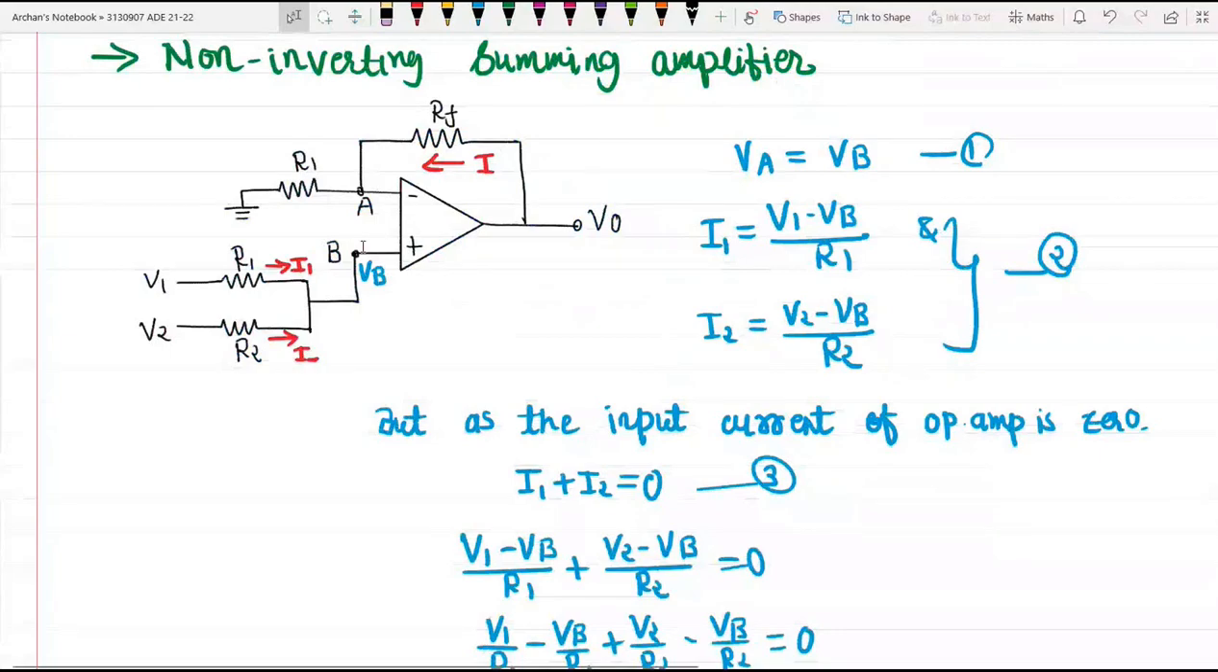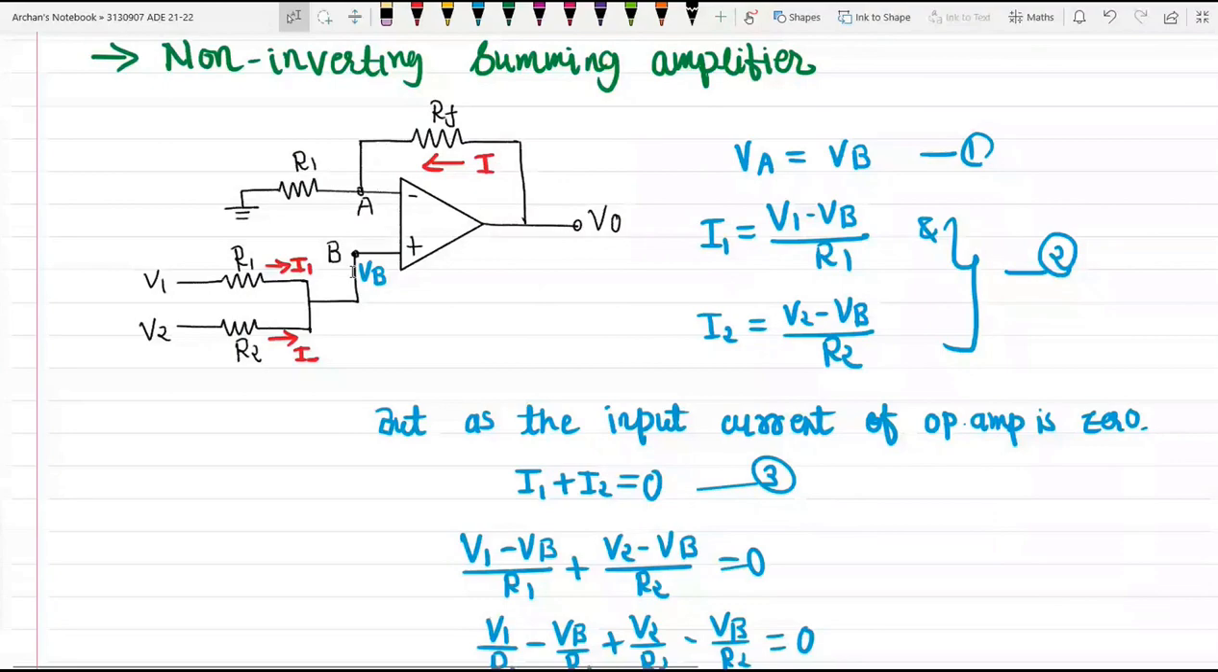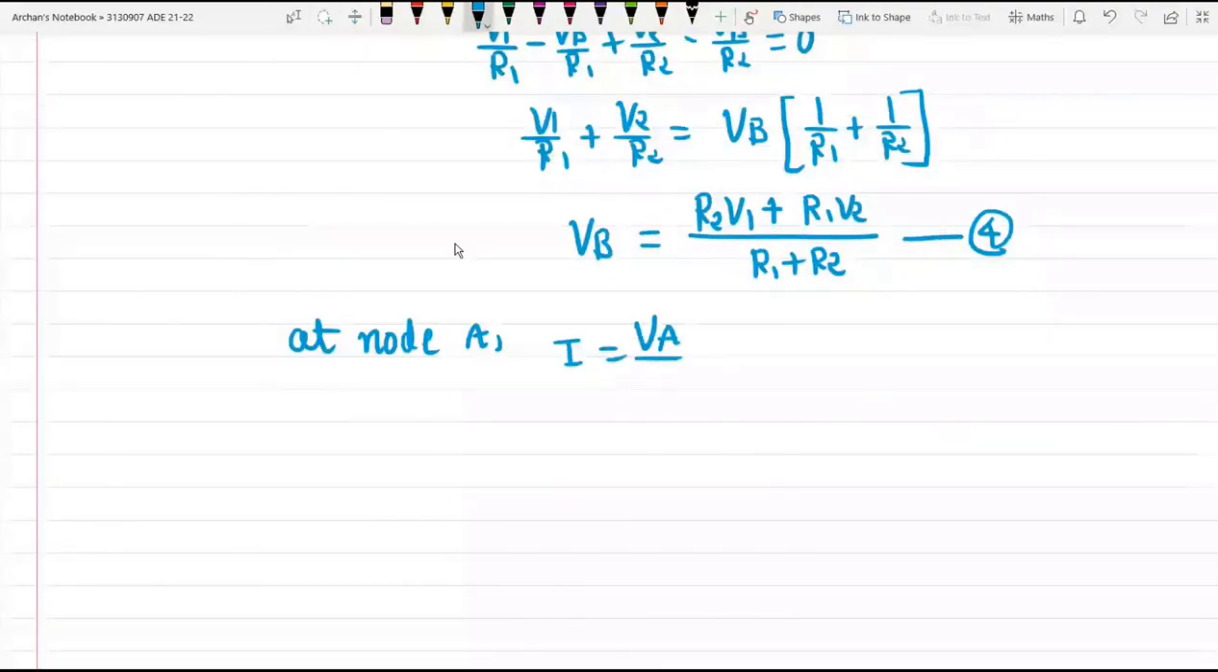Now considering node A, you can see the current I is flowing from the output voltage V0 terminal to the A terminal. So if we talk about I, then I is equal to VA divided by R, or you can say VA is equal to VB, so VB divided by R. At node A, we have I is equal to VA by R, or we can say VB by R. Why? Because VB is equal to VA according to the virtual ground concept.